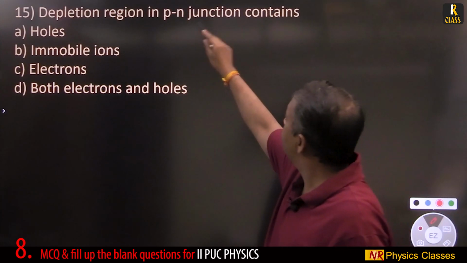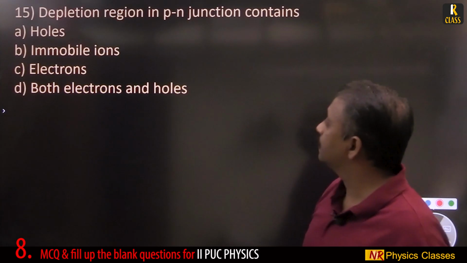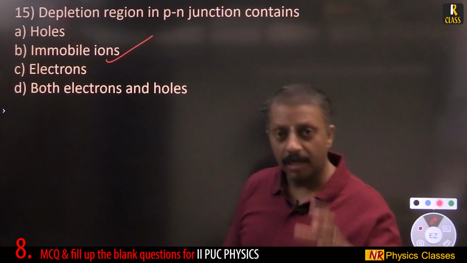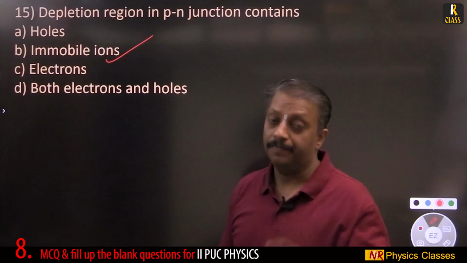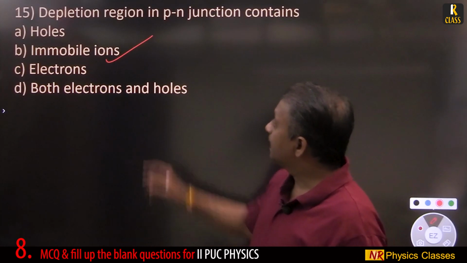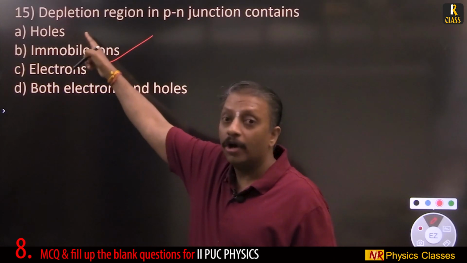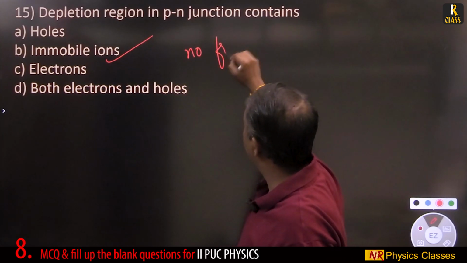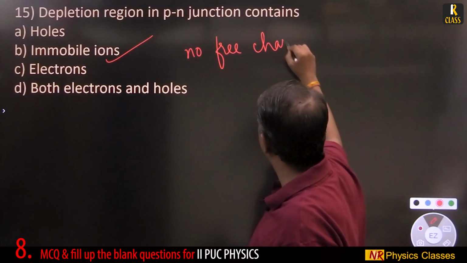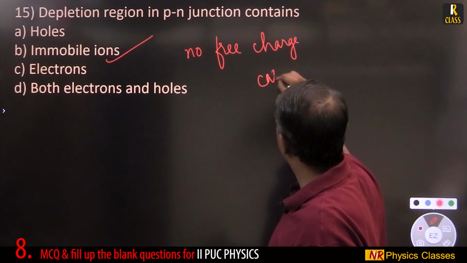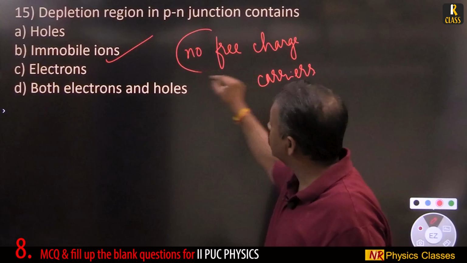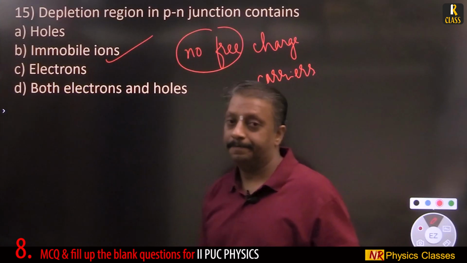Depletion region in a PN junction contains immobile ions. They contain ions but immobile. That is why it is called the depletion region, devoid of free charge carriers. No free charge carriers.